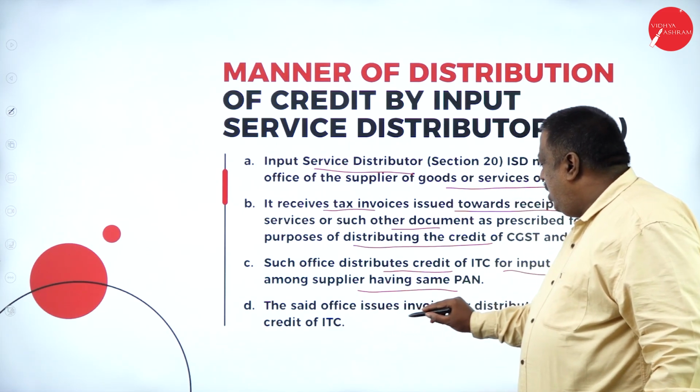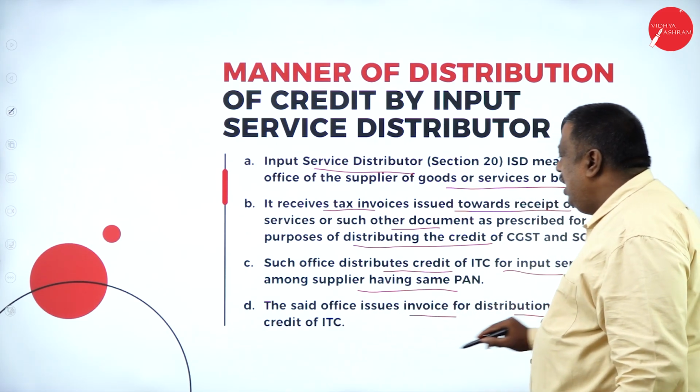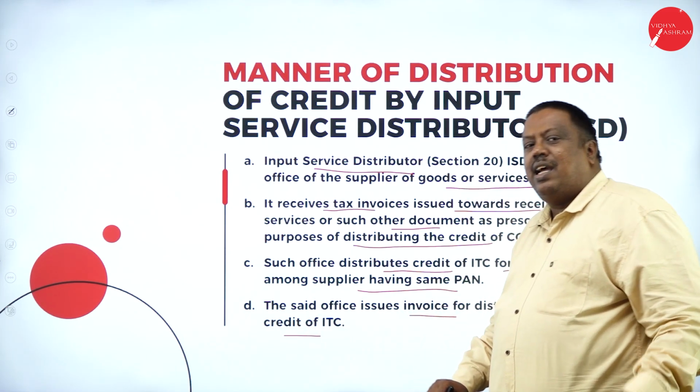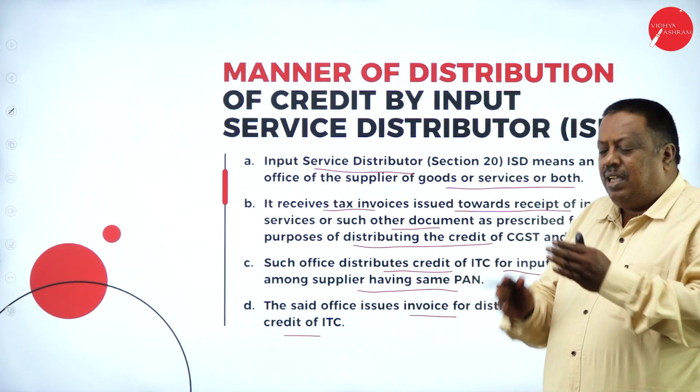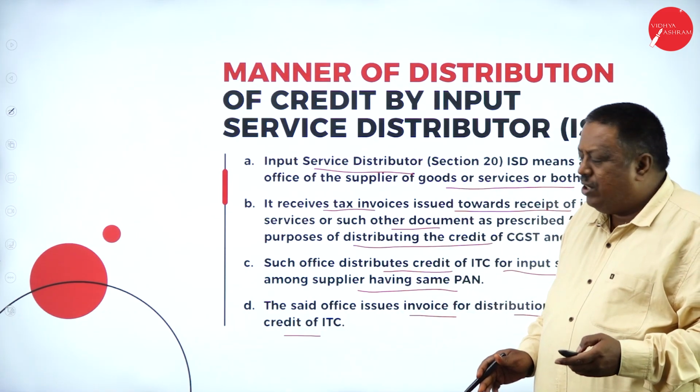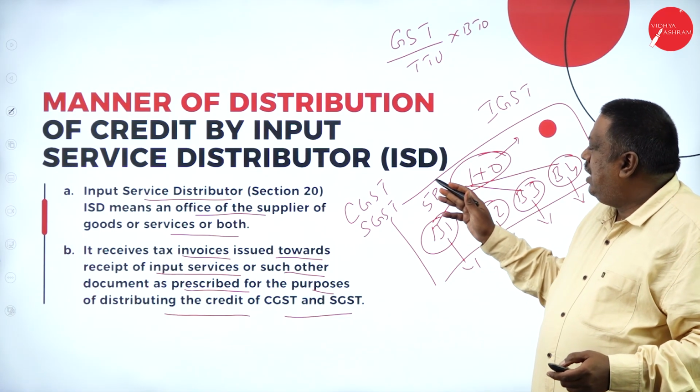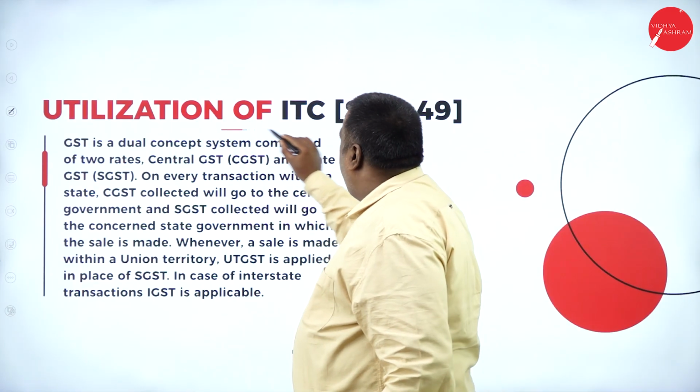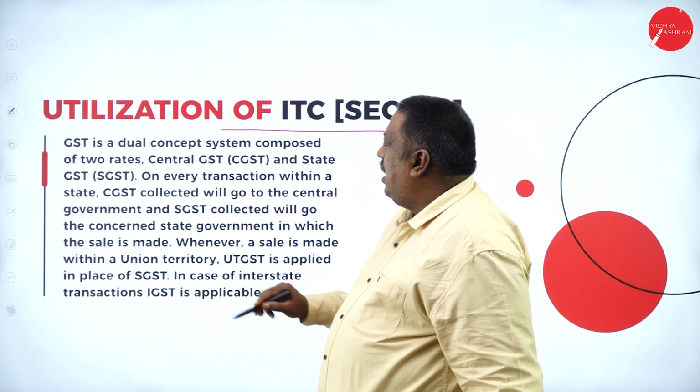The said office issues an invoice for distribution of the credit of ITC. The credit of ITC will be distributed according to turnover to the concerned branches. Utilization of ITC under section 49.